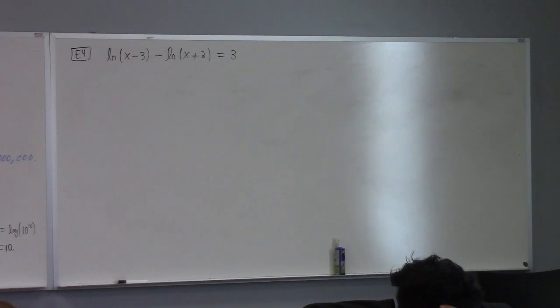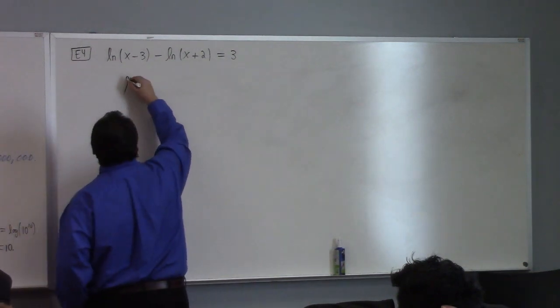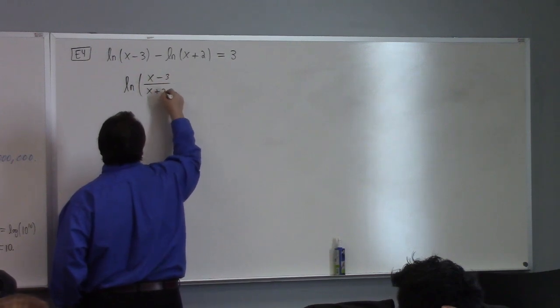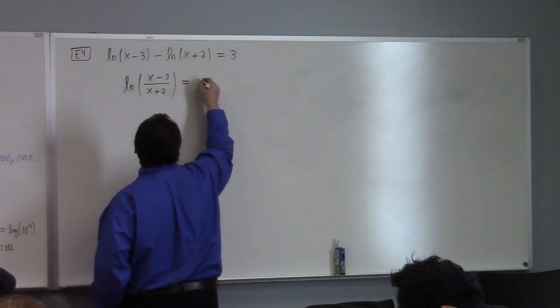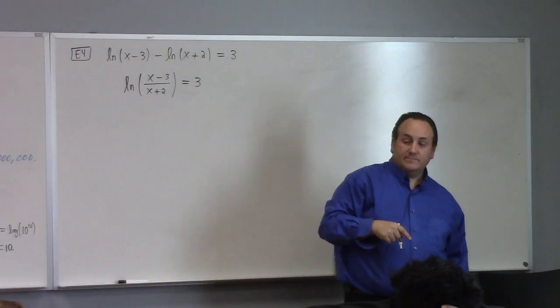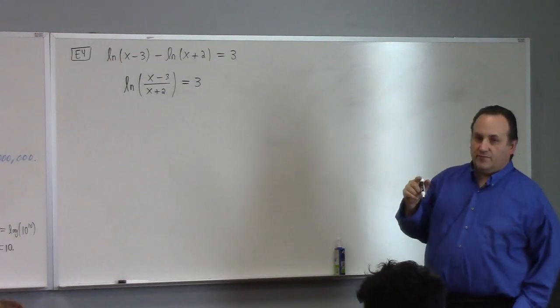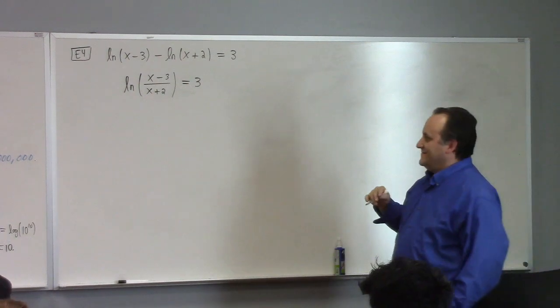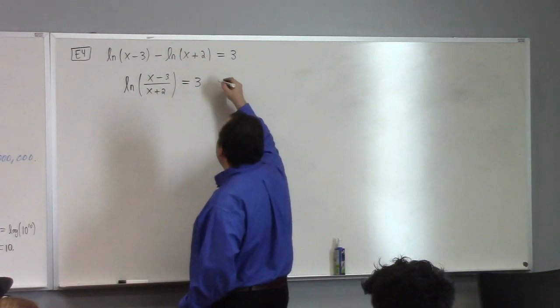So the name of the game when solving equations with logs is to try to put everything into one log. Yes, Michael? So ln of x minus 3 divided by x plus 2 equals ln 3. Well, I can't just change the 3 to an ln 3, but I can leave it as 3. That's true. Now, if you want to write 3 as a natural log, how would you do it? Insert the e.